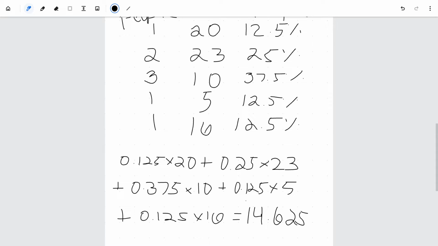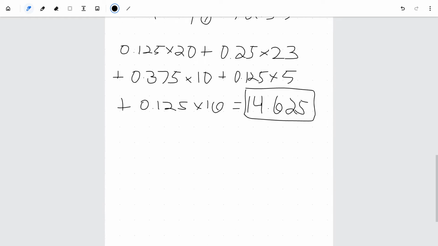14.625. So this is different from, I mean, it's the same as a normal average, but it's just a different way of calculating it. And we can see that 14 is not perfectly in between 5 and 23, because it weights the 10 or the 3 people whose age are 10 a little bit more.